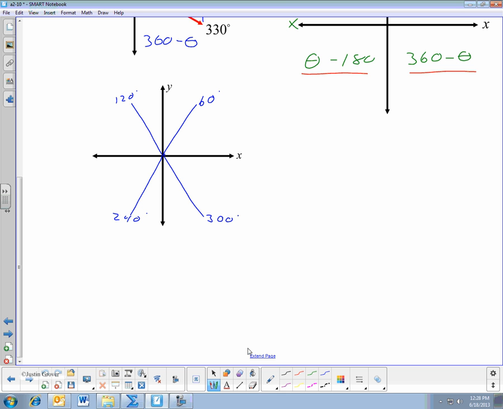They're all relatives of each other, but they're all going to become references of 60 degrees, because 120 is 60 degrees off the x-axis, and 240 is 60 degrees off the x-axis this way, and 300 is 60 degrees off the x-axis that way. So they're all really references of 60 degrees.